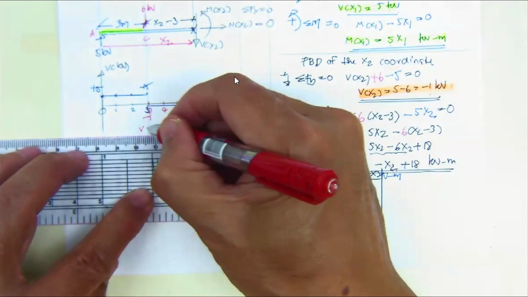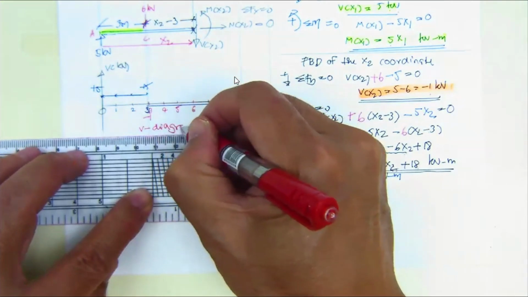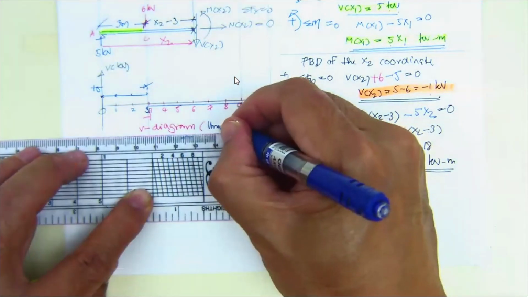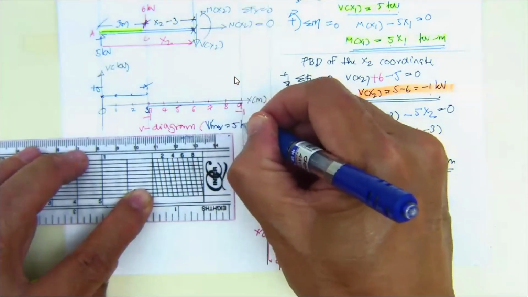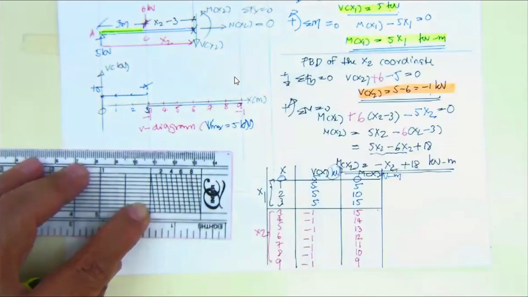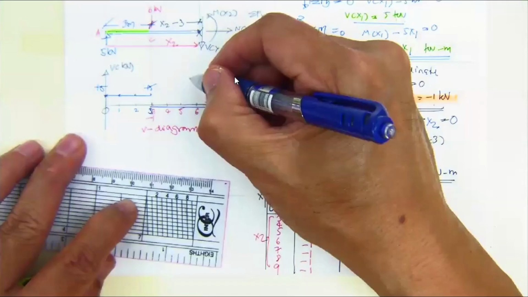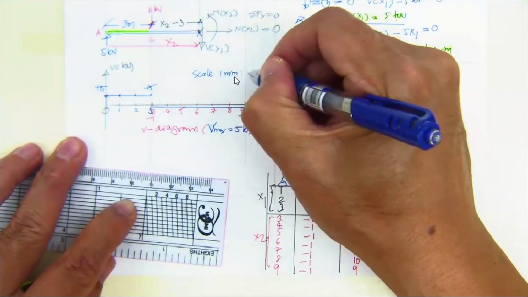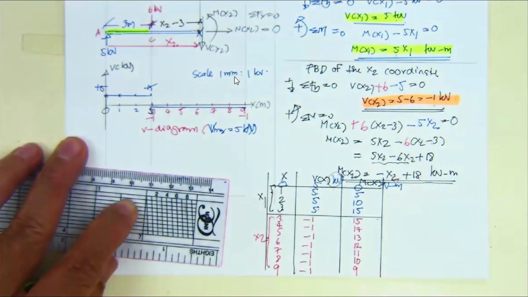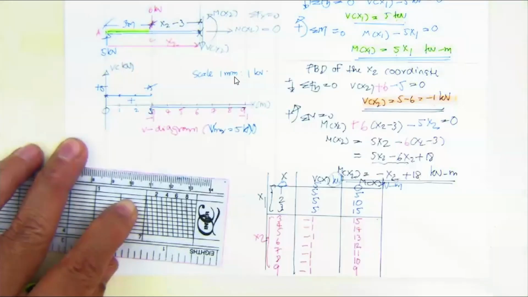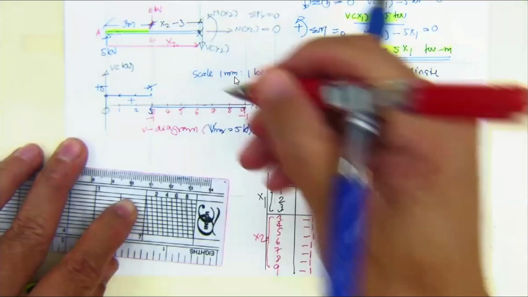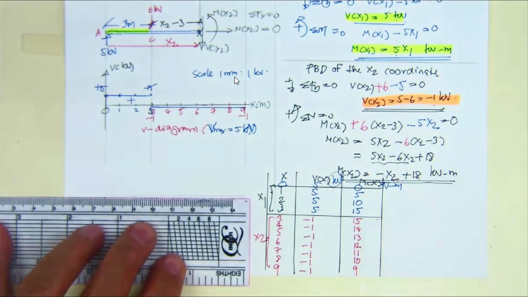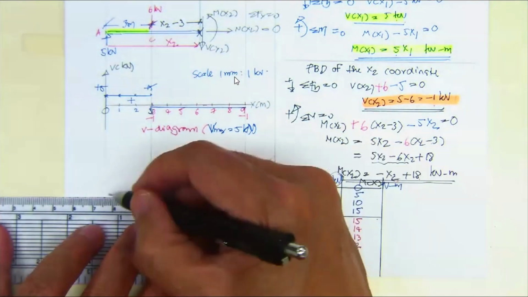So you will have this one going to be shear diagram. And this shear diagram has Vmax equal to 5 kilonewton. Okay. You put the scale, 1 millimeter per 1 kilonewton. You have positive up here, negative to be down here. Then for the bending moment, let me put it over here.